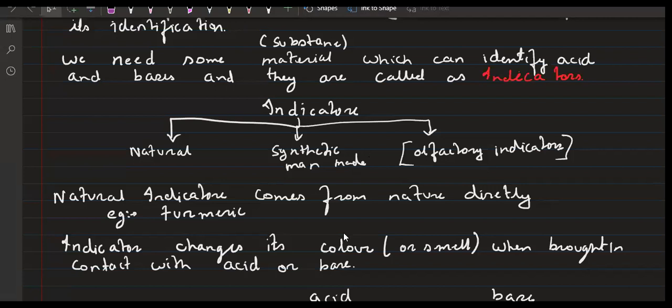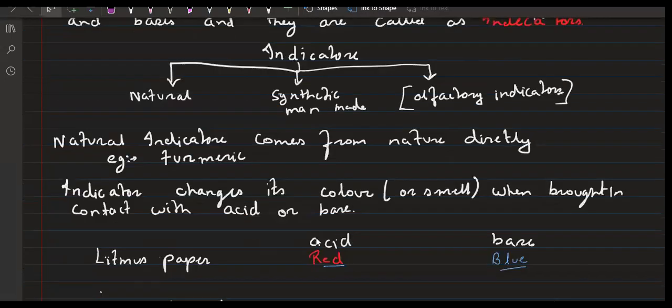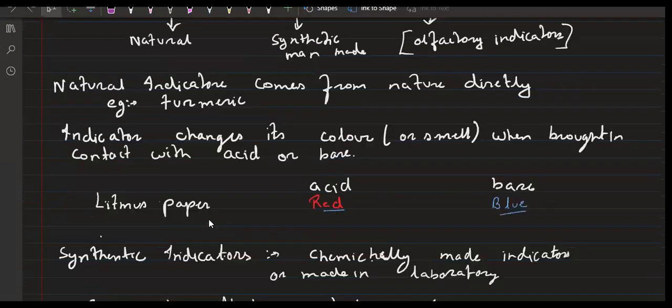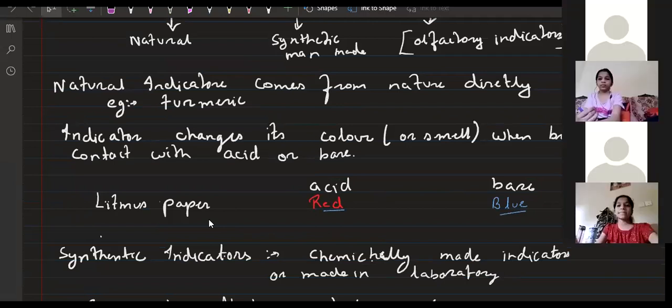Okay, so natural indicators change their color when brought in contact with acid or base. For example, litmus paper. We get the dye for litmus paper from lichens, right? The color of the dye is violet, but it turns red in contact with acid and blue in contact with base.